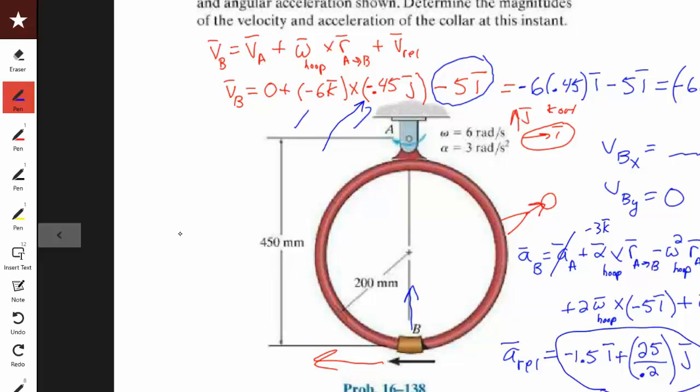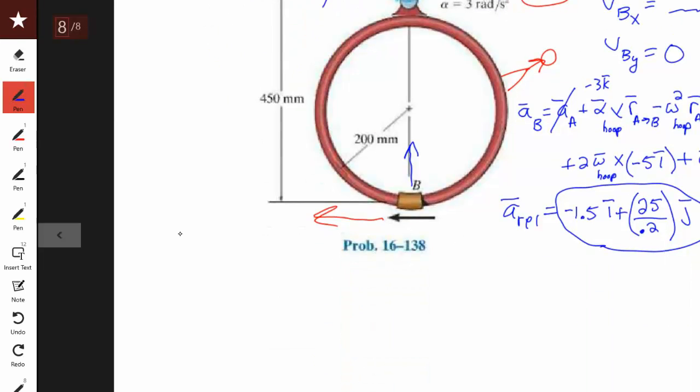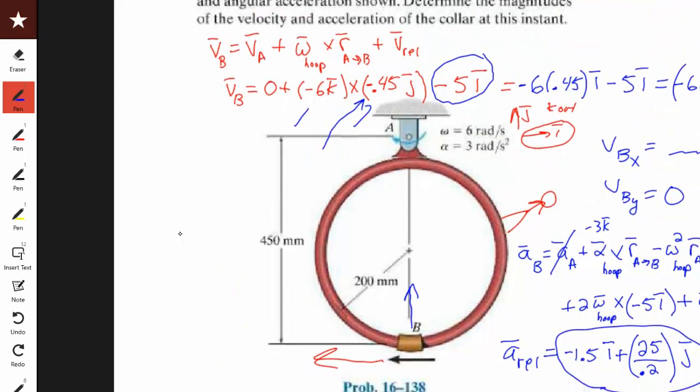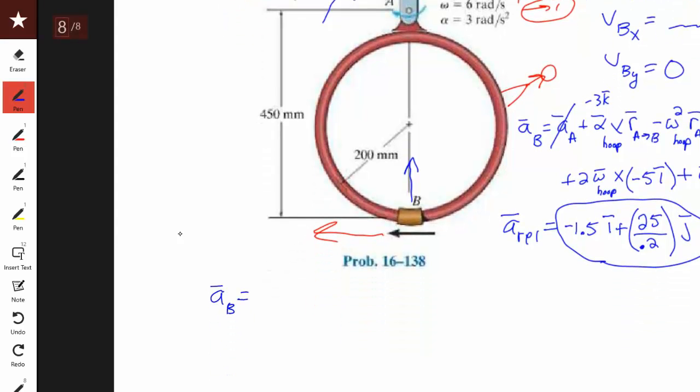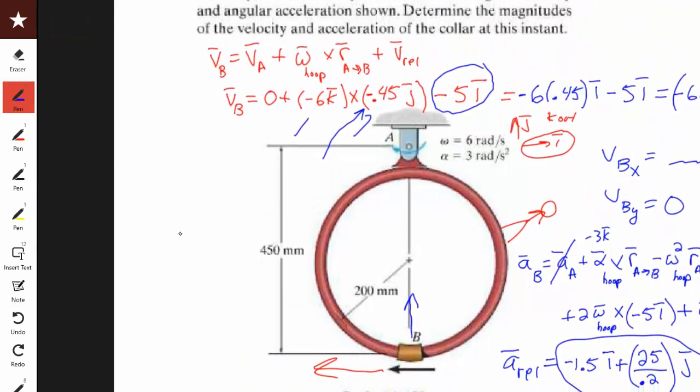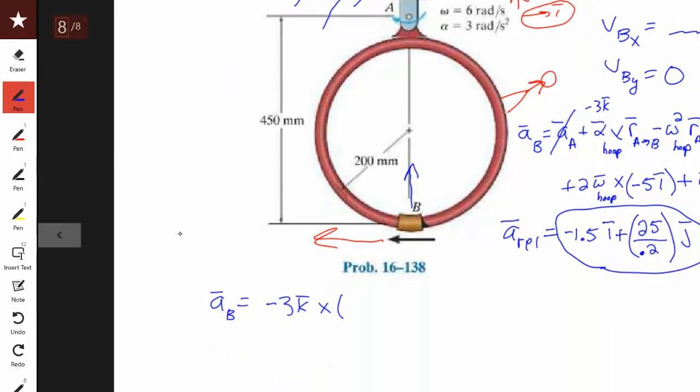The only thing that's unknown is the acceleration of B in the X and the acceleration of B in the Y. So I just plug and chug. We'll go ahead and do that. Might as well. So let's see. The acceleration of B equals minus 3. What is R? R is equal to minus 0.45 j. Okay, so let me put some numbers in. Minus 3k cross, this is from A to B, that is minus 0.45 j.